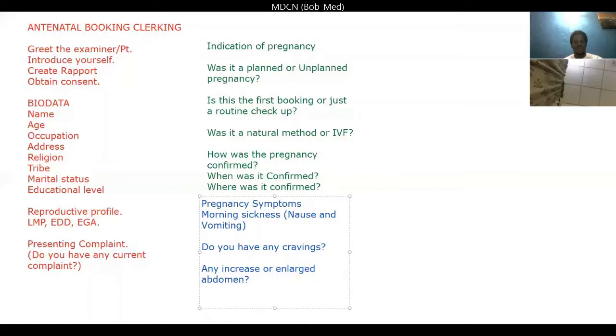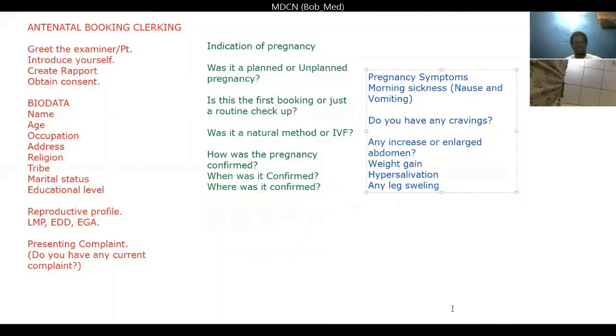Enlarged abdomen. Apart from enlarged abdomen, you want to ask about things like weight gain. Things like hypersalivation, like you see people who are pregnant, they begin to spit up and down. So some of the pregnancy symptoms, you want to ask about that. Swellings of the extremities, so any leg swelling, there are a lot more. What else? Acne, doctor. Some of them used to have this acne, yeah, any rashes or acne.